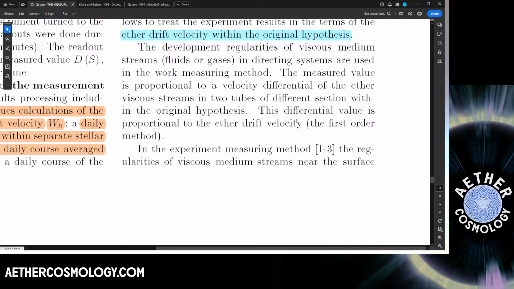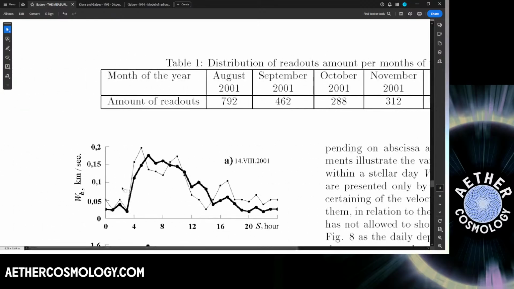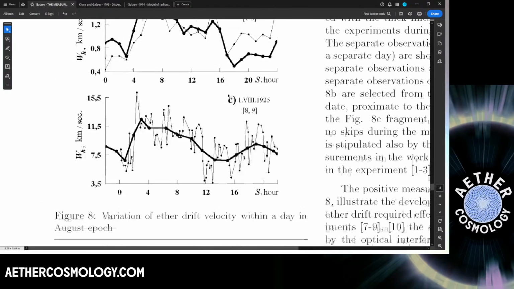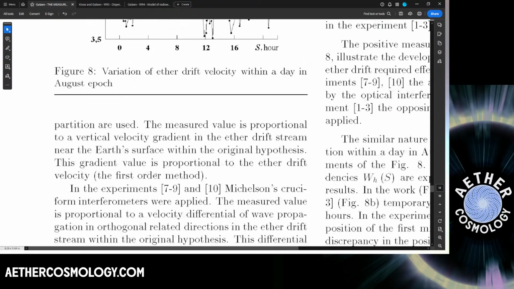The experimental results, measuring method of citations 1 through 3. The regularities of viscous medium streams near the surface partition are used. The measured value is proportional to a vertical velocity gradient in the ether stream near the Earth's surface within the original hypothesis. This gradient value is proportional to the ether drift velocity, the first order method.